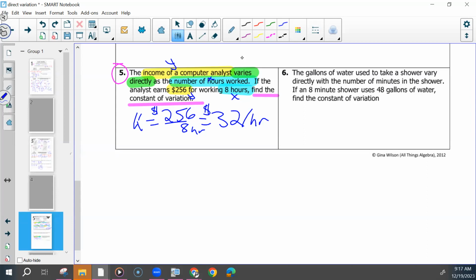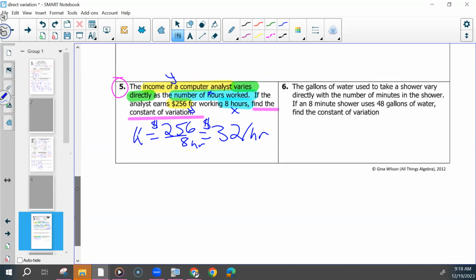Do we have any questions for that one? Are there any others on this page that we want to see, do, go over, have questions about? 6. Okay. We'll do 6 and then we'll move on.